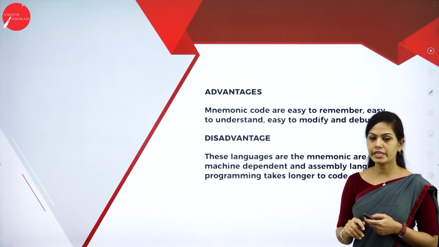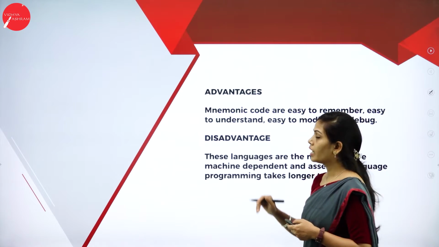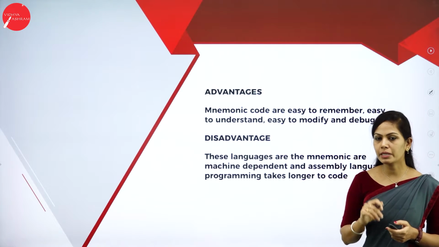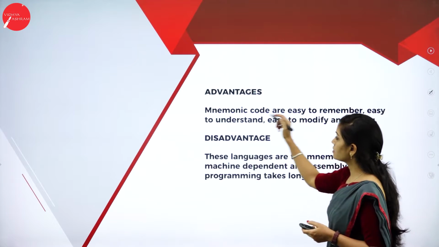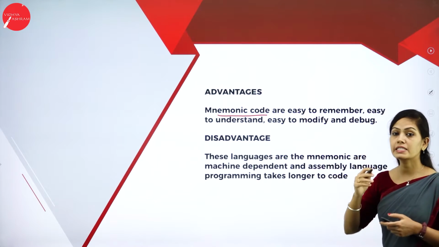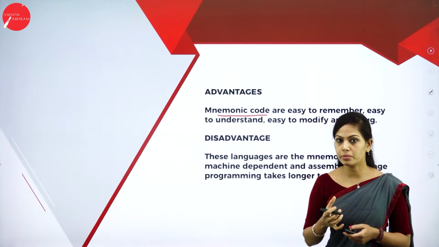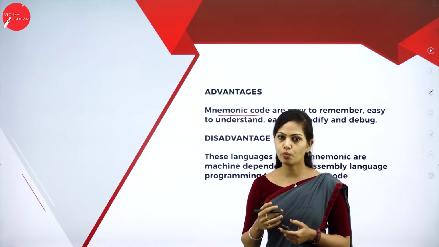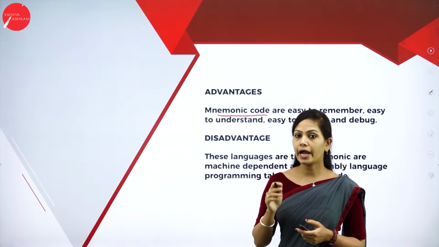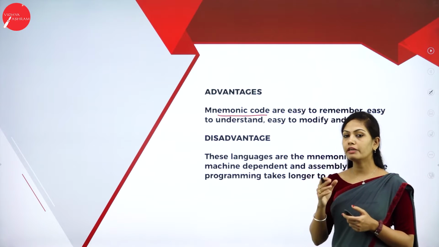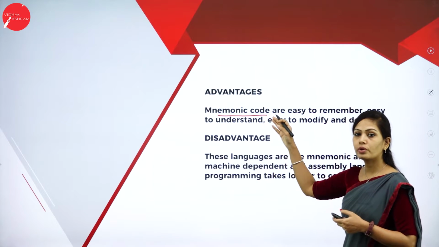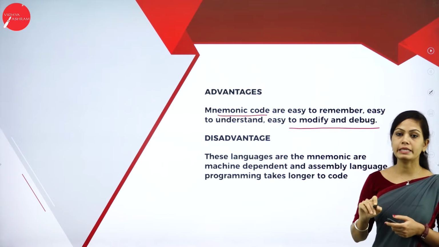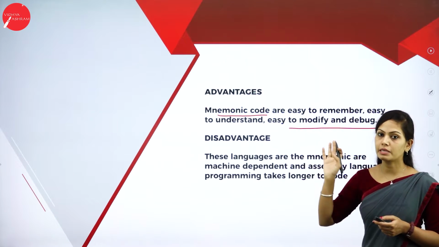What are the advantages and disadvantages of assembly level language? In assembly level language, you can easily write mnemonic code, which is easy to understand and remember. In machine level language, all the data is converted into zeros and ones. In assembly level language, the mnemonic code is easy to understand and remember, and easy to modify and debug. These are the main advantages of assembly level language.